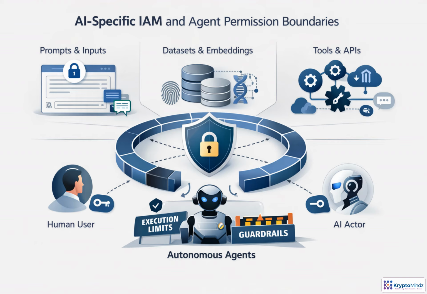AI changes what identity and access management must protect. Permissions no longer stop at users and apps. They extend to prompts, data, tools, APIs, and autonomous agents. The goal is clear: powerful AI, bounded by enterprise security.